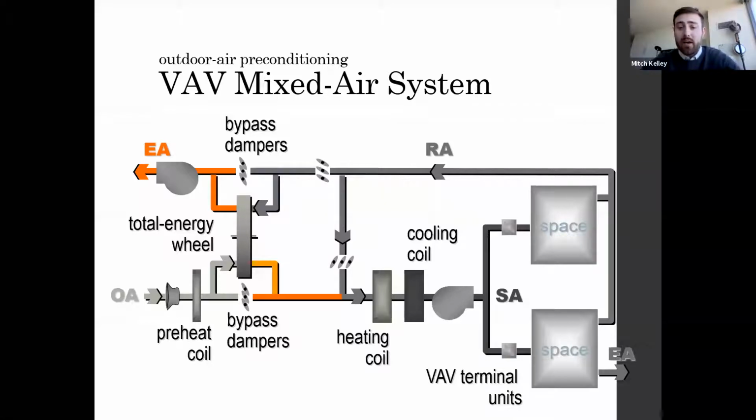In this application, the air-to-air energy recovery device should be sized for only the minimum outdoor airflow required for ventilation, not for the full supply airflow. Bypass dampers are recommended to enable economizer operation and reduce the airside pressure loss when the energy recovery device is not being used, thus reducing fan energy consumption.